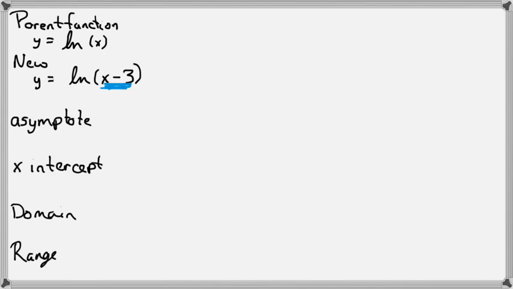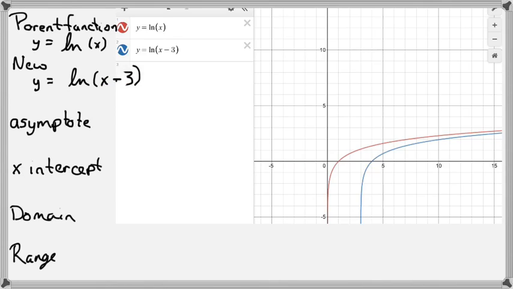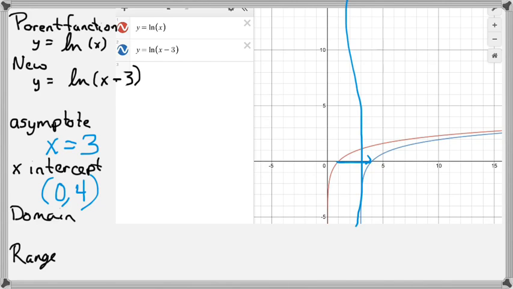Now, we are inside the parentheses. So that means we are shifting it either right or left based upon the number. This one is x minus 3. So that means I am going to go right 3 units. And so that means our x-intercept is going to be exact, 0 not 3. We went right 3 units for 4, so it'll be at 4. Our asymptote is x equals 3 because we went right 3 units. Your domain starts at your asymptote and ends at infinity. And your range is from negative infinity to positive infinity.